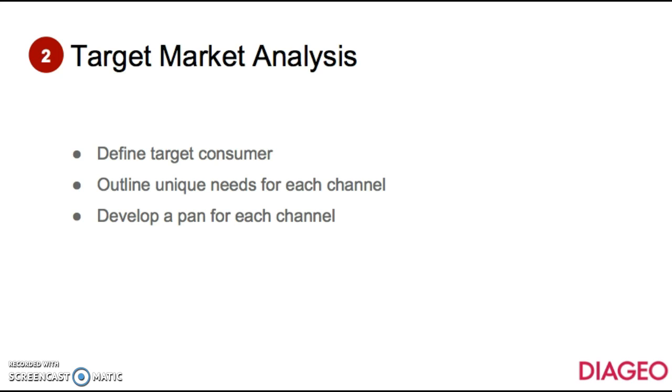We then need to outline the unique needs for each channel. So we have trade, we have e-commerce, we have digital. So we need to outline for each of the markets what are those unique needs that each channel represents. Then after understanding that, we need to develop a plan for each of those channels.